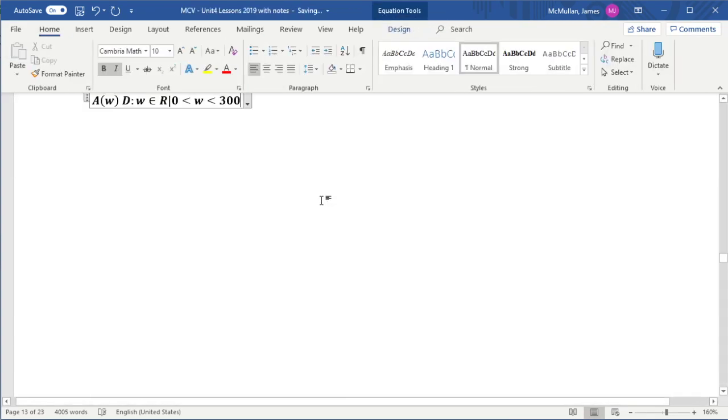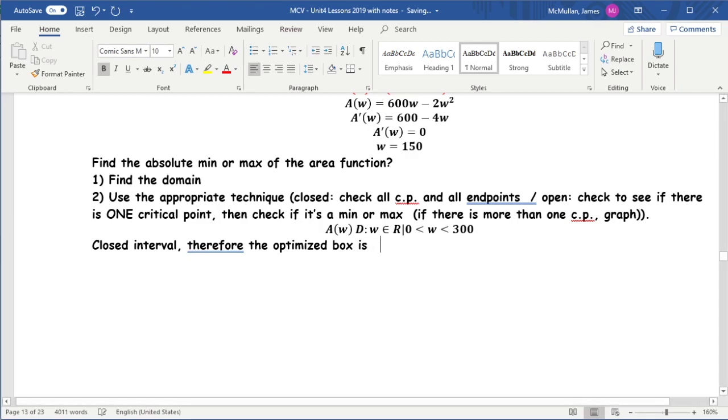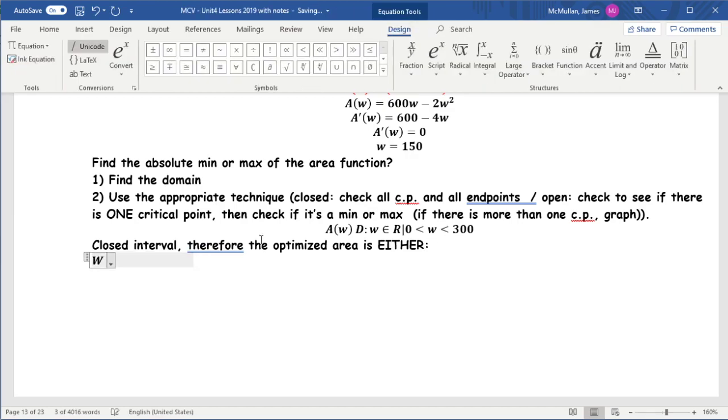So this is an example of a question with a closed interval. Therefore, the optimized area is either A of 0, A of 150, or A of 300. Now again, it's obvious that A of 0 and A of 300 are both themselves equal to 0, because in the first case, you've devoted all your fence to the length. In the second case, you've devoted all your fence to the width, and in both cases, you haven't created a lot of area, because it's extremely thin.